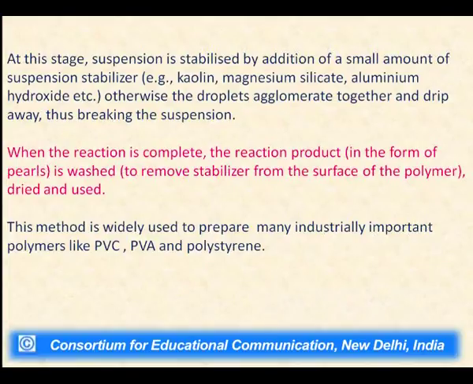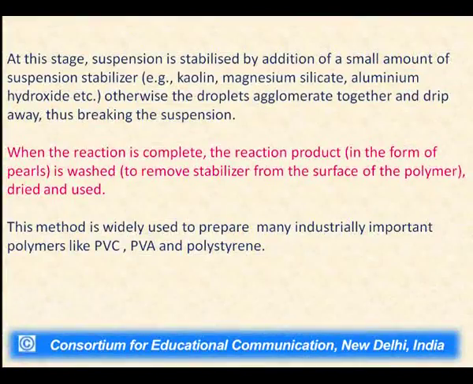Now, at this stage, the suspension is stabilized by addition of a small amount of suspension stabilizer, which may be kaolin, magnesium silicate or aluminum hydroxide, etc. Otherwise, the droplets will agglomerate together and drip away, thus breaking the suspension. When the reaction is complete, the reaction product in the form of pearls is washed to remove the stabilizer from the surface of the polymer, then it is dried. This method is widely used to prepare many industrially important polymers like PVC, PVA and polystyrene.